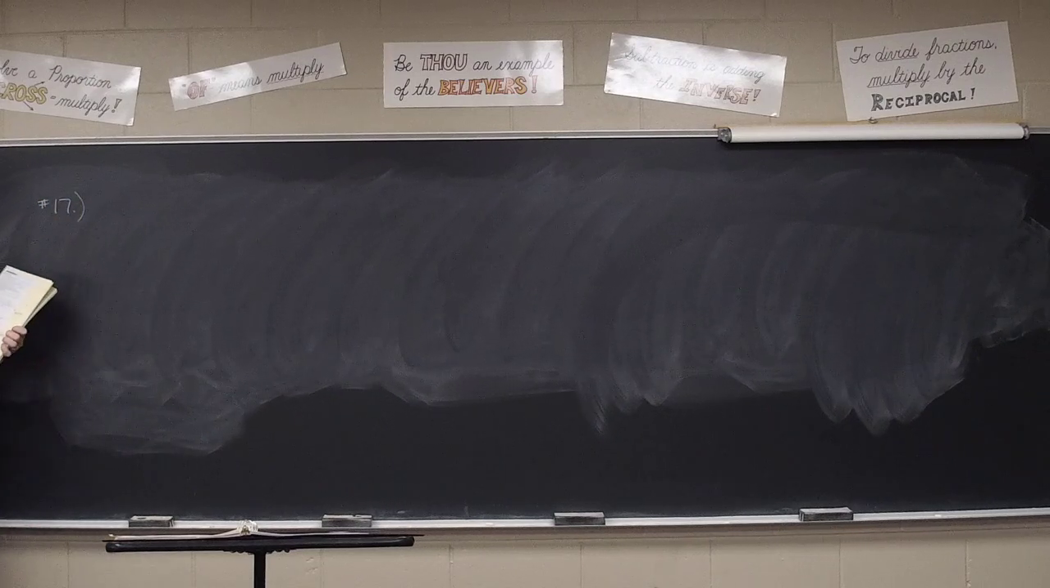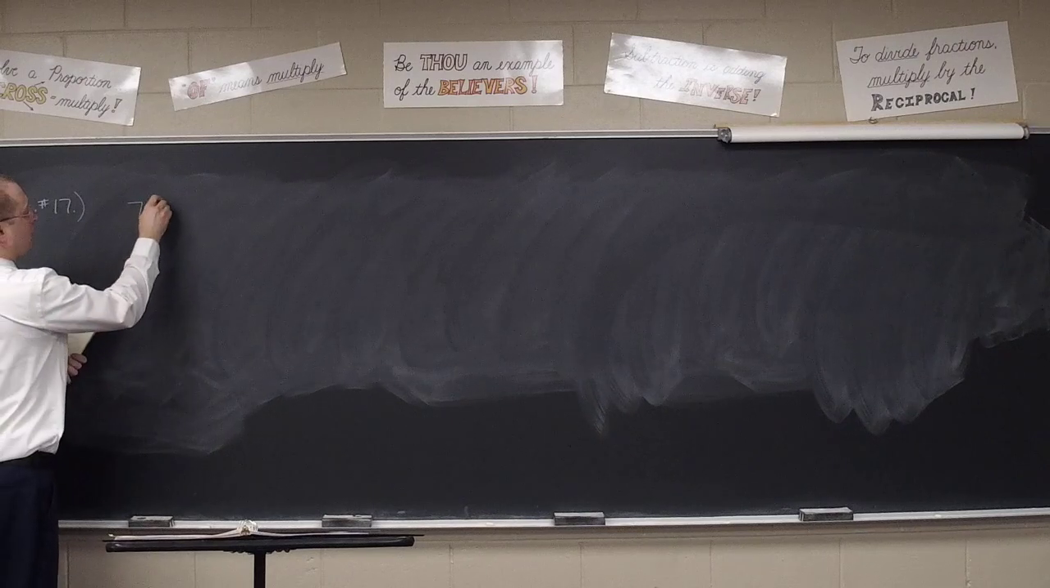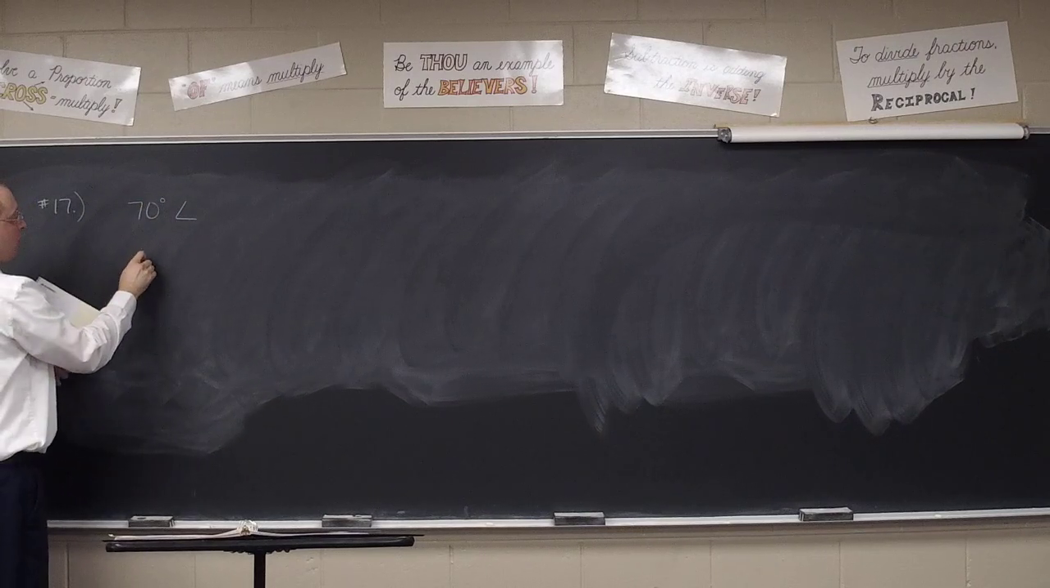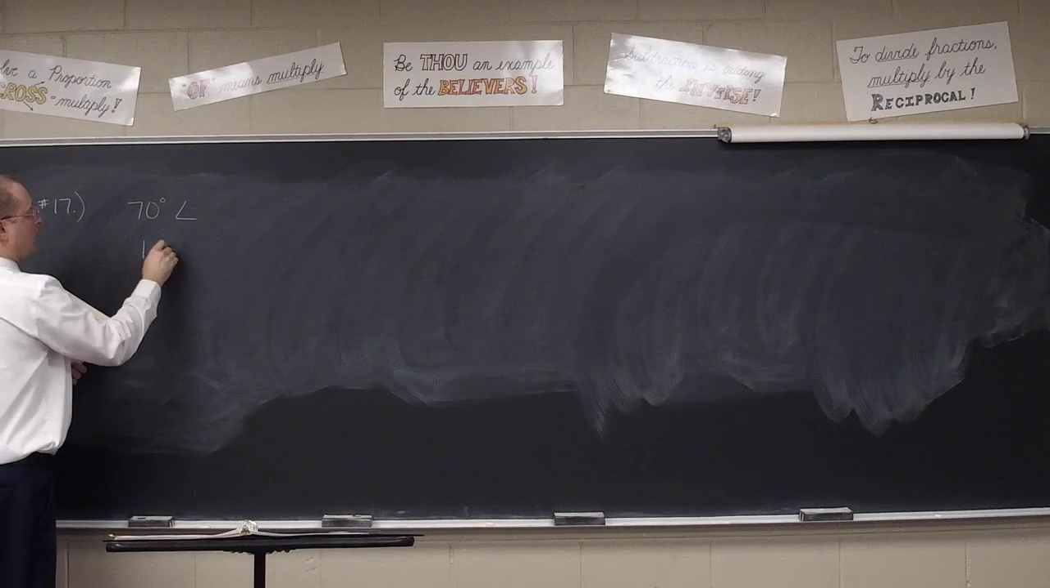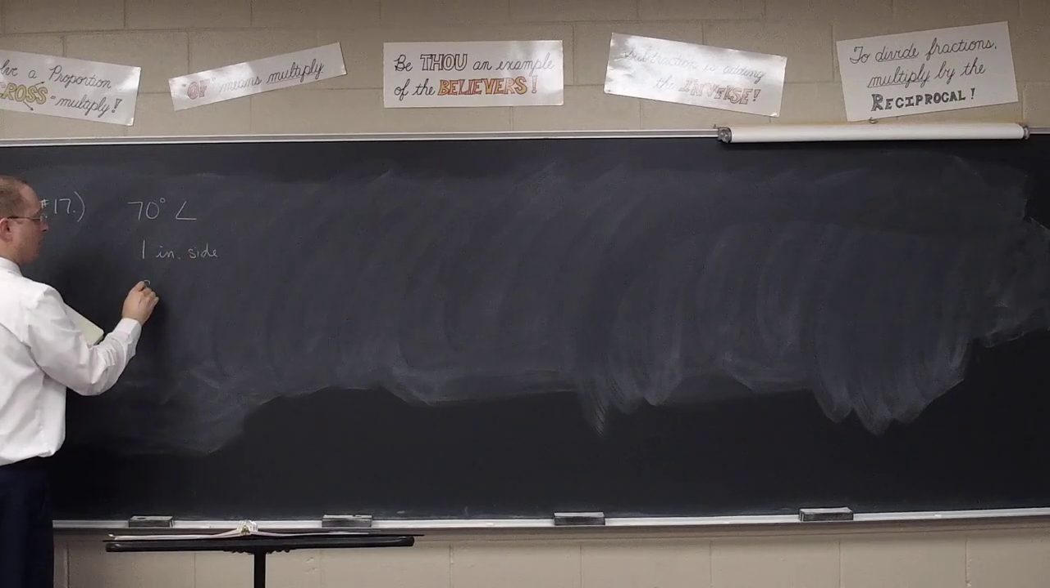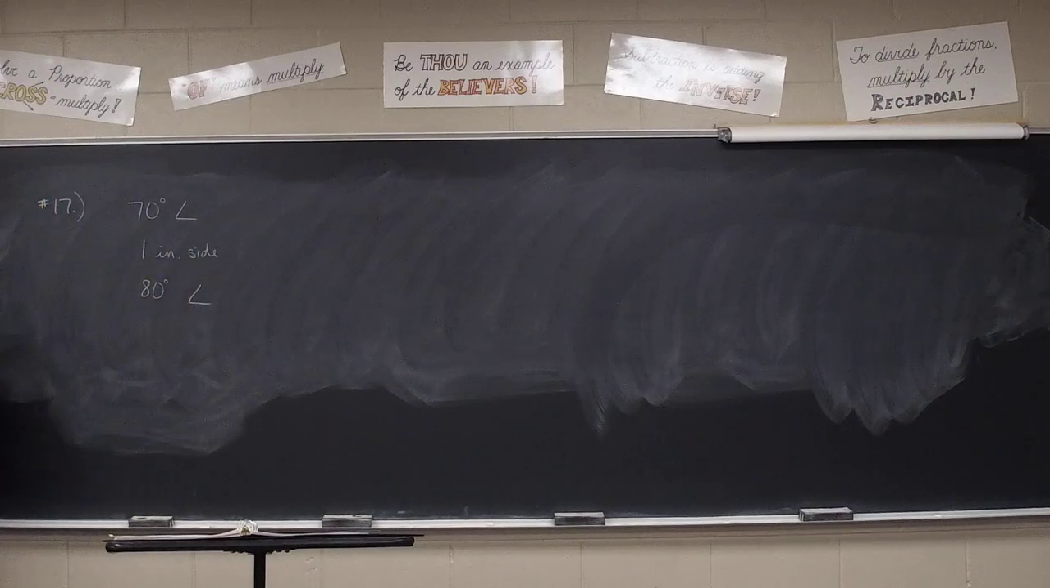Which number was it? Number 17. What do they tell us? A 70-degree angle and an included 1-inch side and an 80-degree angle. All right, does everyone see we've got a 70-degree angle, an included 1-inch side, and an 80-degree angle?